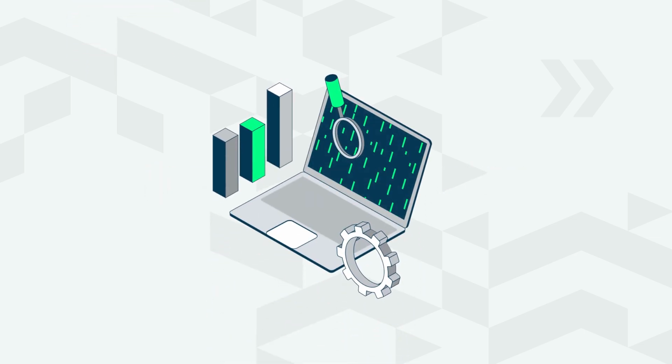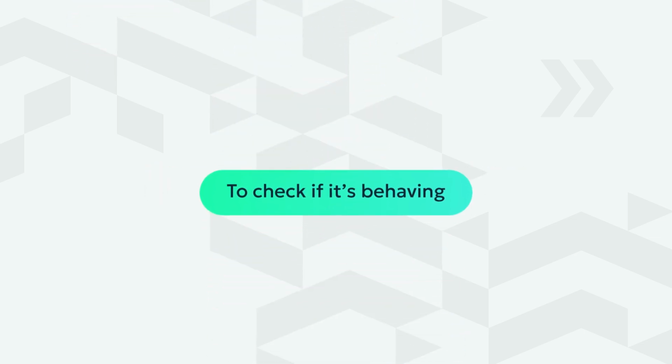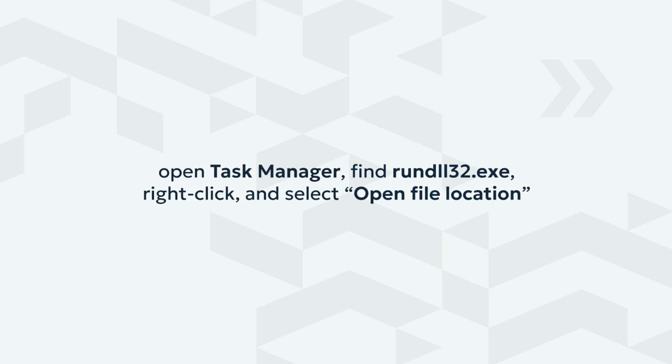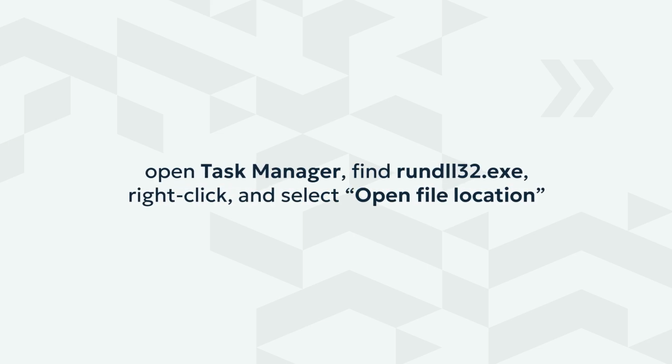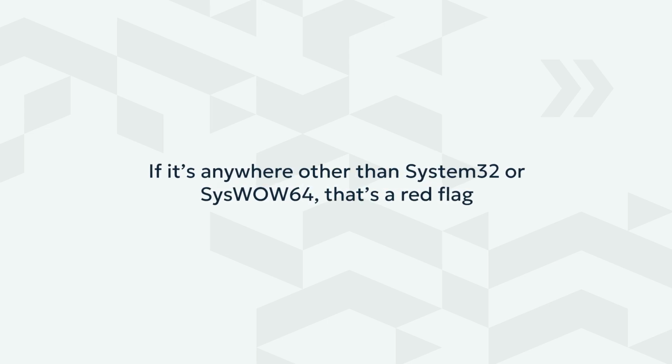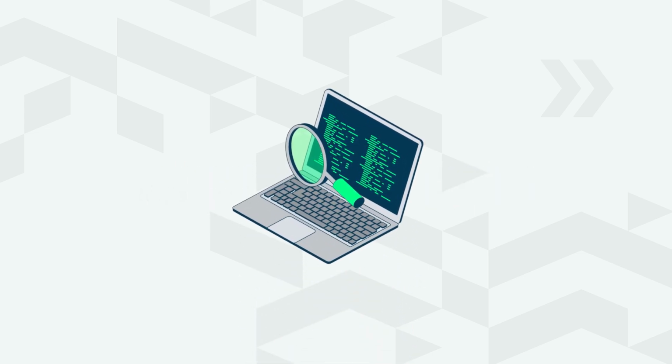Bonus tip. Rundll32 is a favorite tool for malware to cloak malicious activity. Always verify it's running from the right location. To check if it's behaving, open Task Manager, find Rundll32.exe, right-click, and select Open File Location. If it's anywhere other than System32 or SysWOW64, that's a red flag. Run a malware scan immediately.